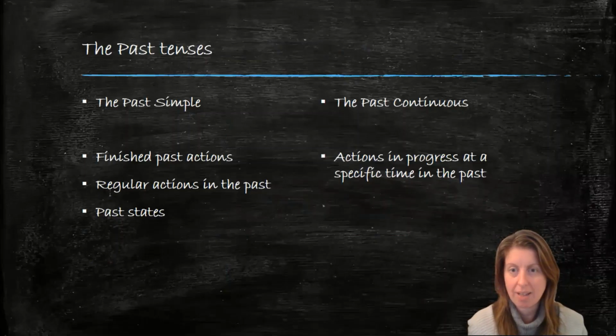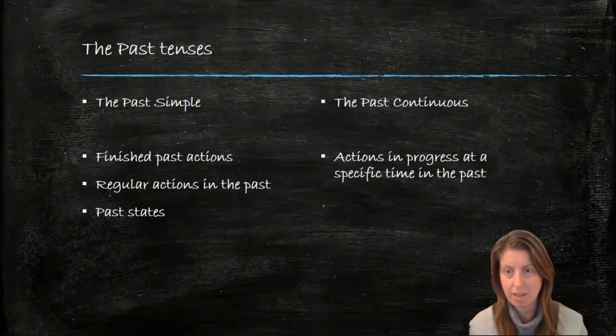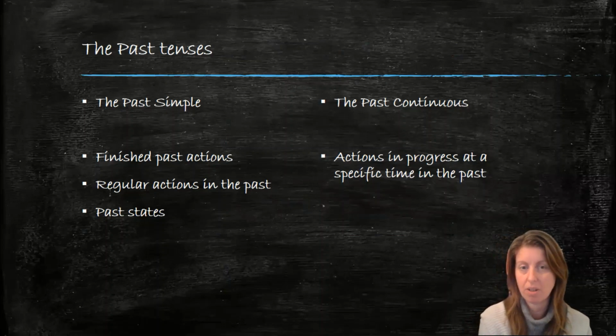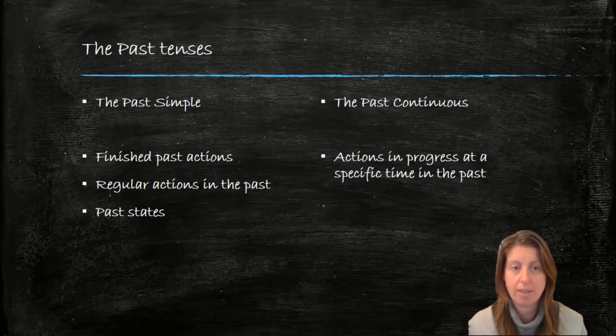Simple past tenses, so the past simple and the past continuous. We use the past simple to describe an action that happened or a state that existed at a specific time in the past. That can be anything from yesterday to 10 years ago to 150 years ago. Okay, we also use the past simple for an action that lasted for a period of time, or a series of actions, or a state which lasted for a period of time and is also now finished.